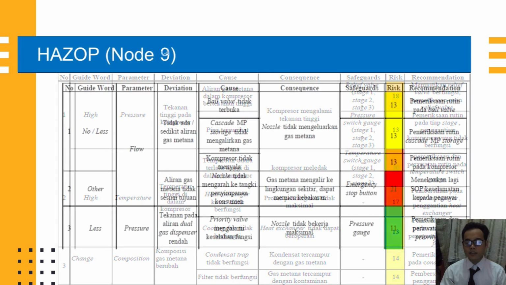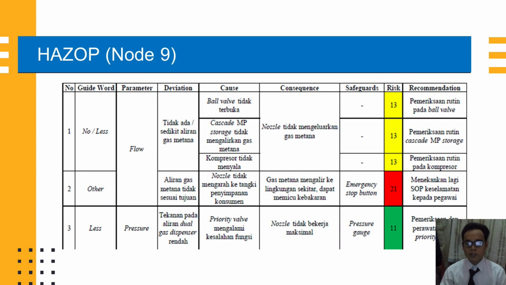The next high risk category is in study node 9. From the following table, it's known that the high risk is other flow in the dual gas dispenser. The consequence is gas flowing into the environment so that it can trigger a fire. The 2 high risk categories become the initiating events in the consequence method.